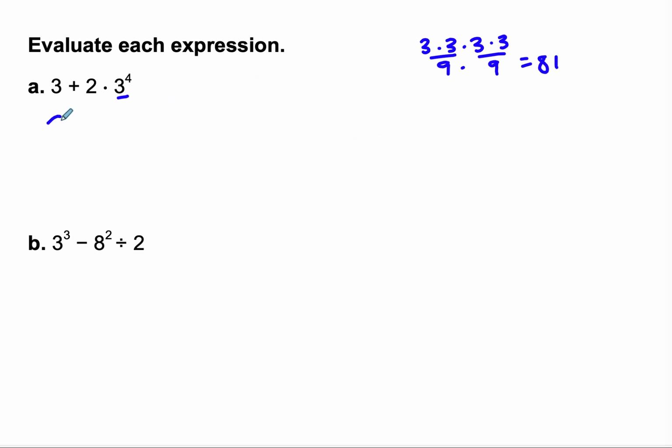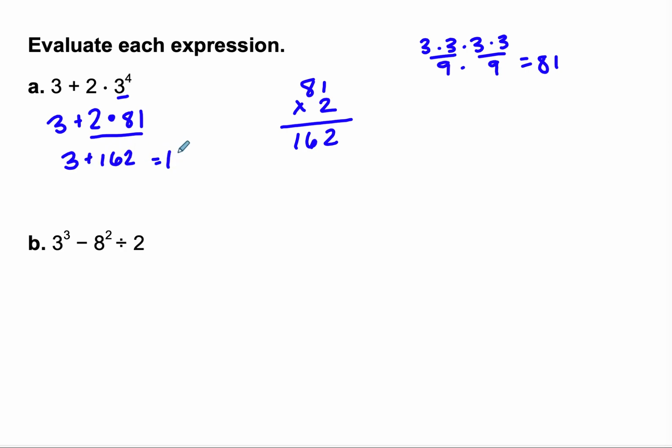Okay, so we have 3 plus 2 times 81. Okay, 2 times 81 you might be able to do in your head. I'm going to show the work though. 1 times 2 is 2. 2 times 8 is 16. So I have 162 plus 3 is going to give us 165.